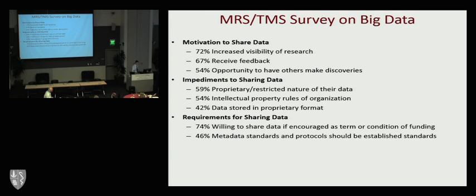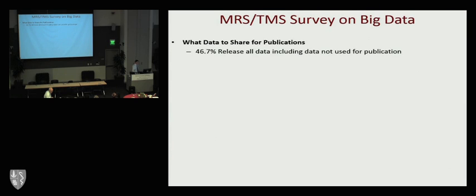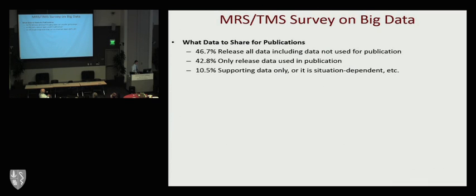Metadata standards and protocols should be established. People felt they should. Some people felt they should be standard, and some felt they should be community-driven. So there was a conflict there. And what data to share? So some said all data, including data not used for publications, only released, and about an equal number said only data for publication. And some people said supporting data only or situation dependent, et cetera.